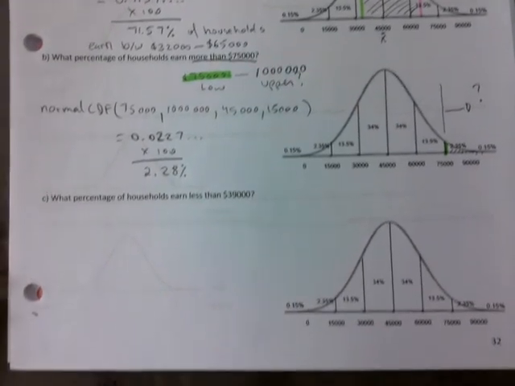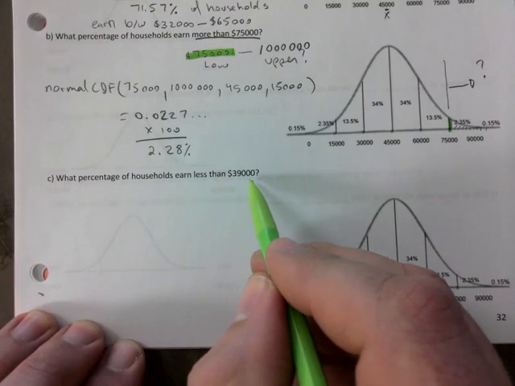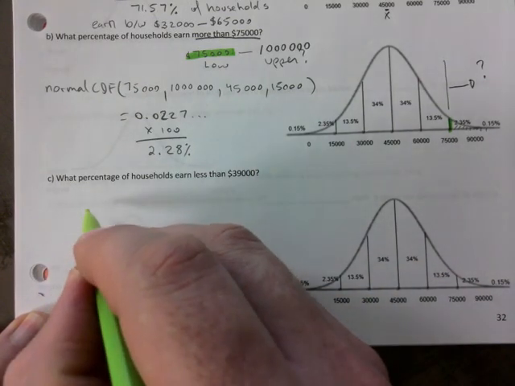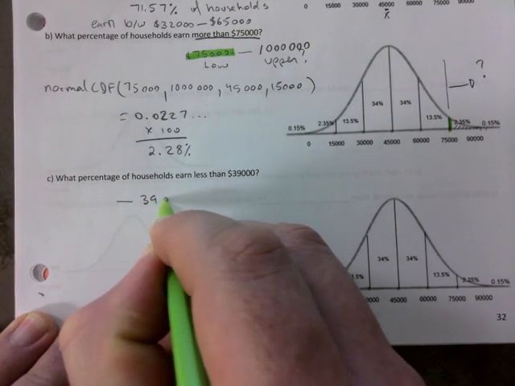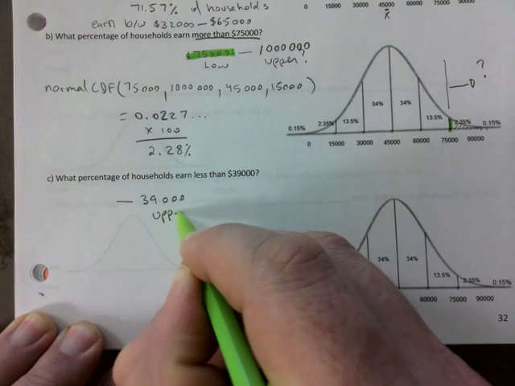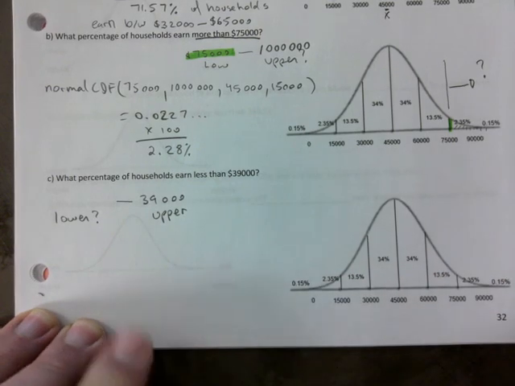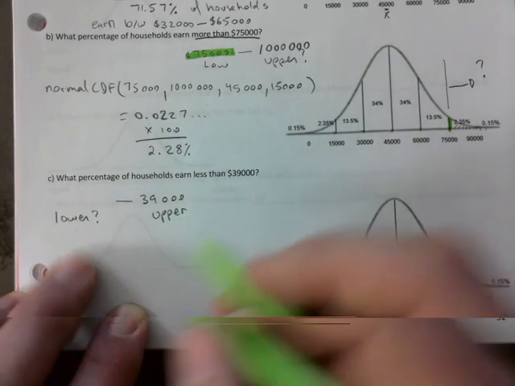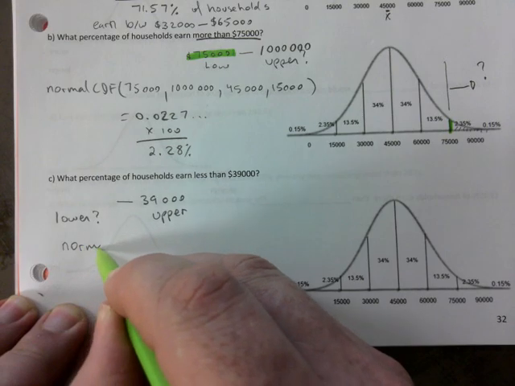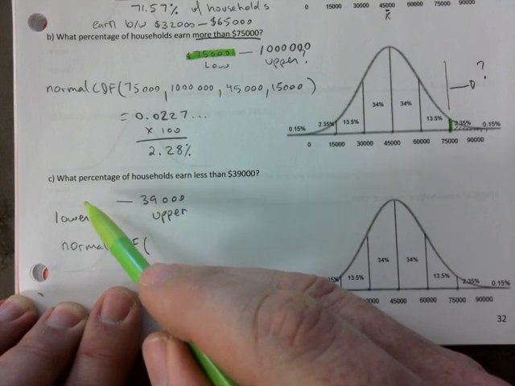Okay, what about this one? What percentage of households earn less than 39,000? So in this case, 39,000 is your upper, but what about the lower? Okay, what's up with that? What do I put there? And this is what you do. You go normal CDF, and you just put in a very low number.